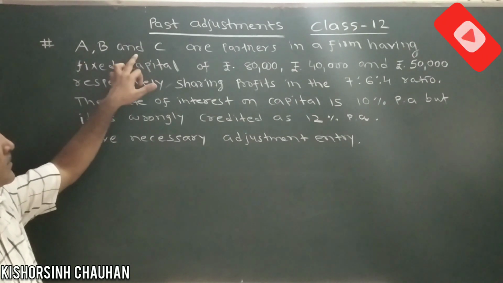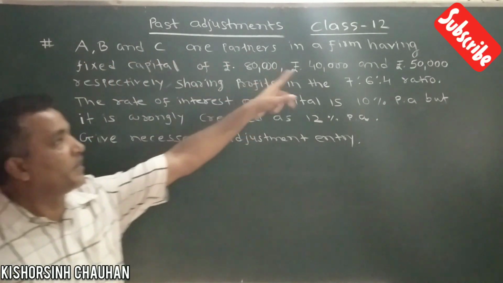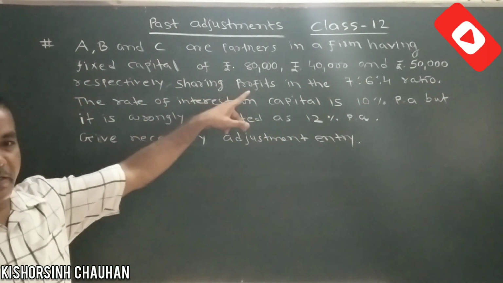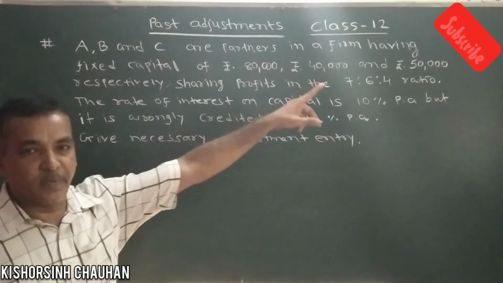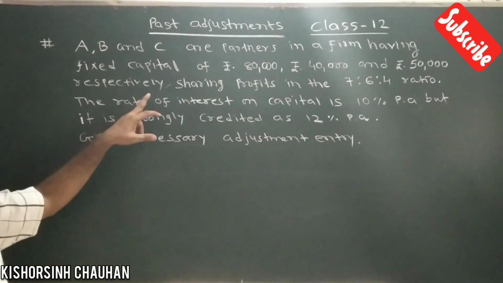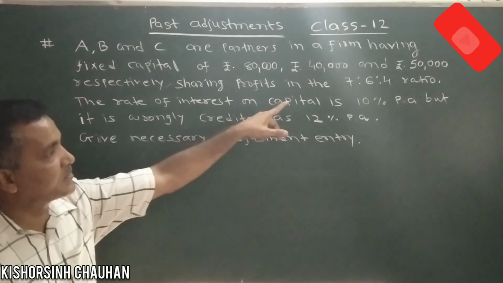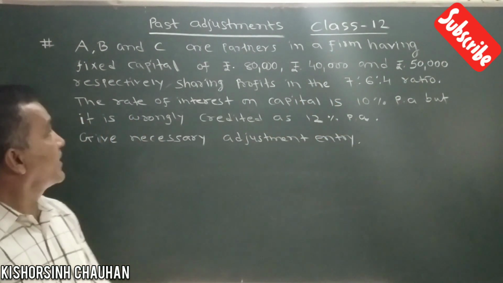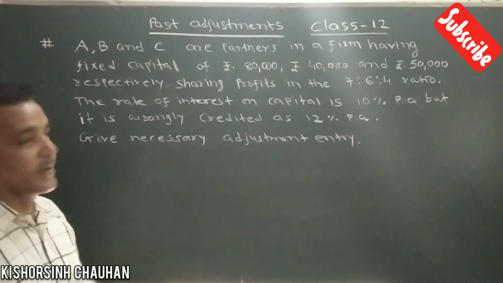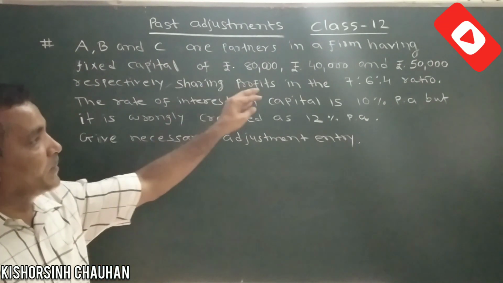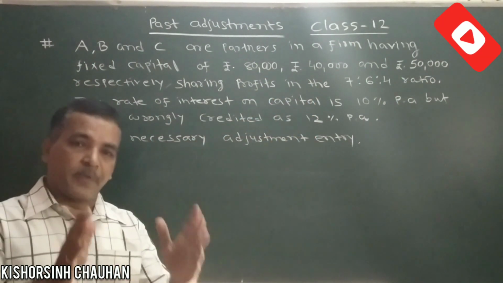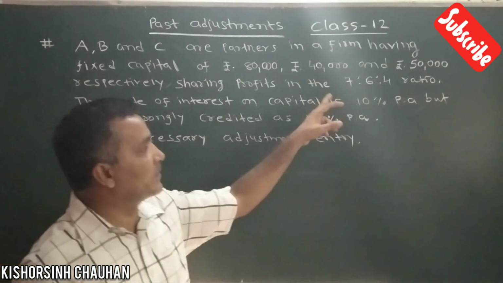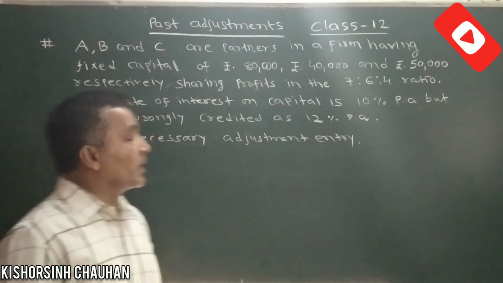A, B and C are partners in a firm having fixed capital of rupees 80,000, 40,000 and 50,000 respectively, sharing profits in the ratio 7:6:4. So here we have three partners A, B and C, and their capital is given 80,000, 40,000 and 50,000, and it is fixed capital, and their profit sharing ratio is also given, that is 7:6:4.